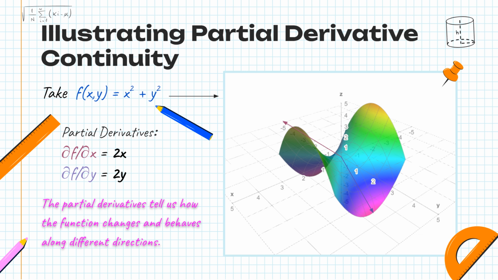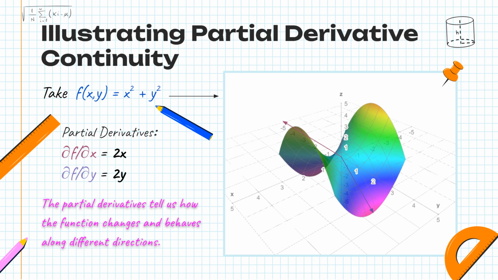Geometrically, this tells us that the slope of the mountains and valleys of the function along the x-axis increases linearly as we move away from the origin. In other words, as we move horizontally away from the origin, the function gets steeper and steeper.